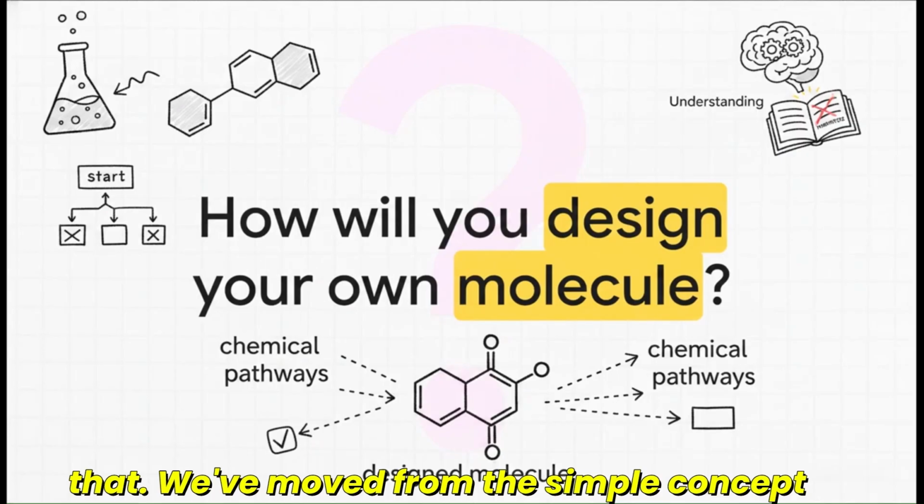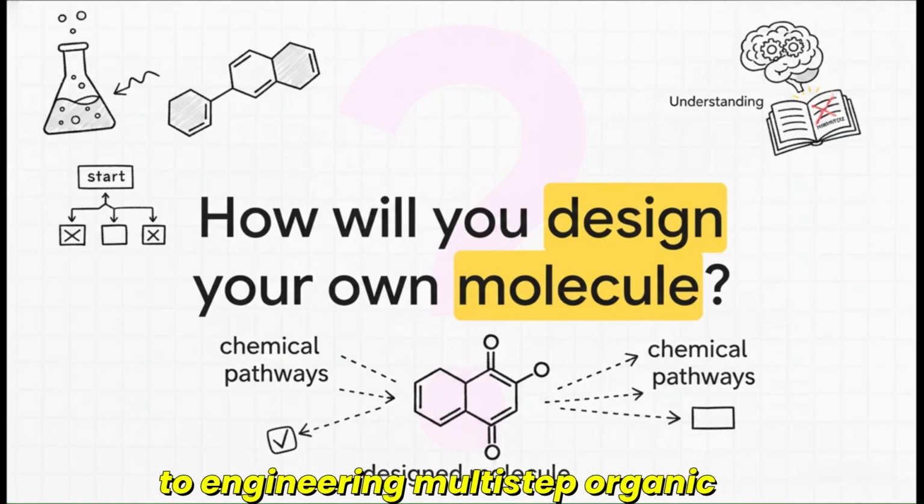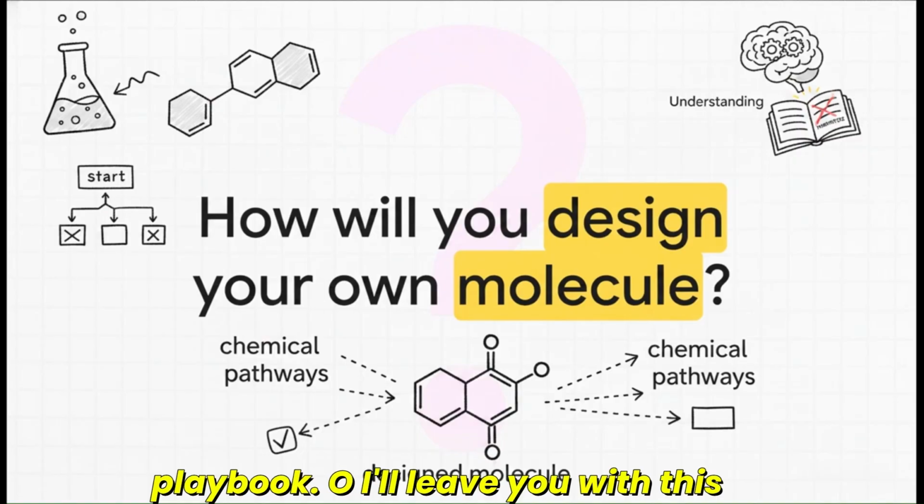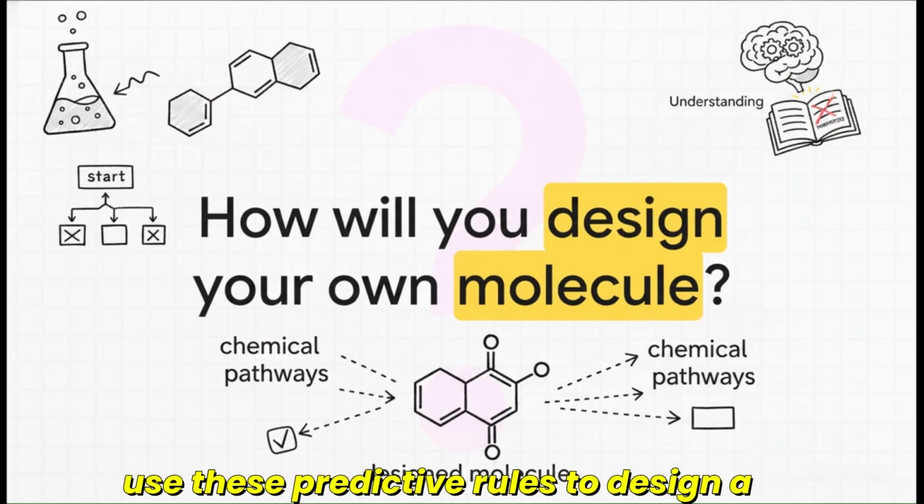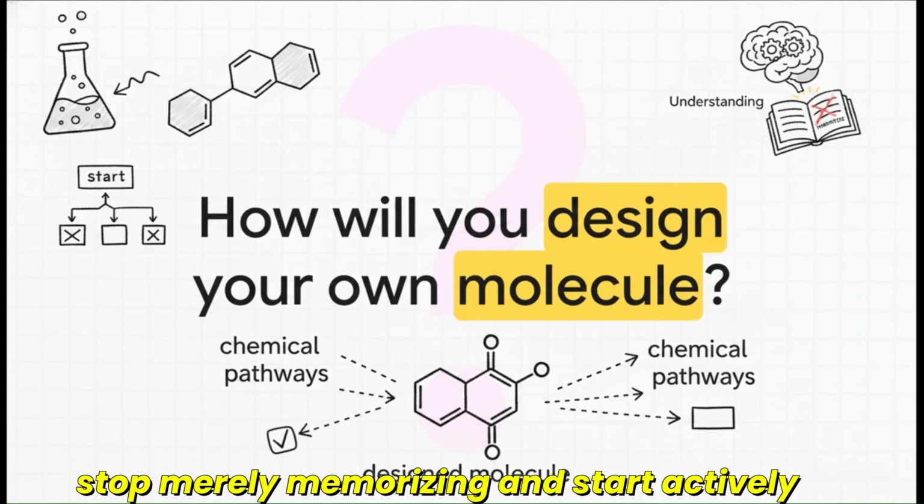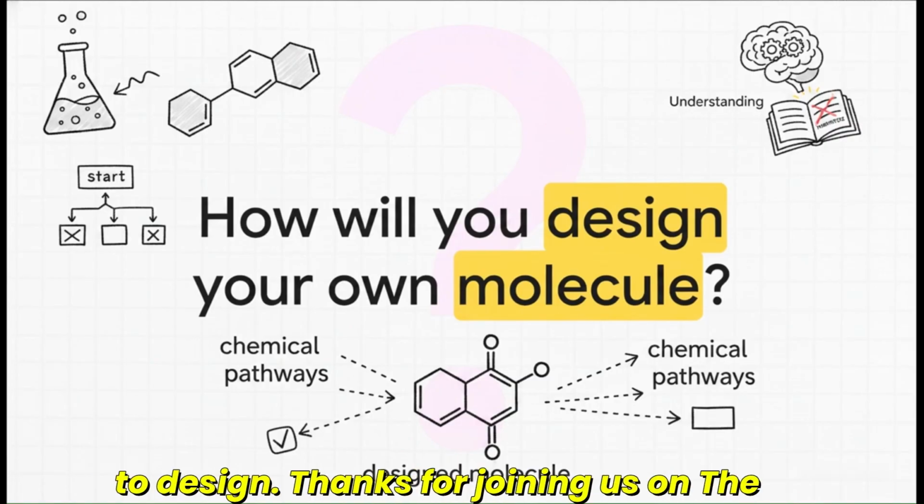Think about that. We've moved from the simple concept of an empty parking spot all the way to engineering multi-step organic synthesis. You now understand the playbook. So I'll leave you with this final provocative thought. How will you use these predictive rules to design a molecule of your own? Because once you stop merely memorizing and start actively understanding these fundamental rules, the chemical pathways are entirely yours to design. Thanks for joining us on The Explainer.